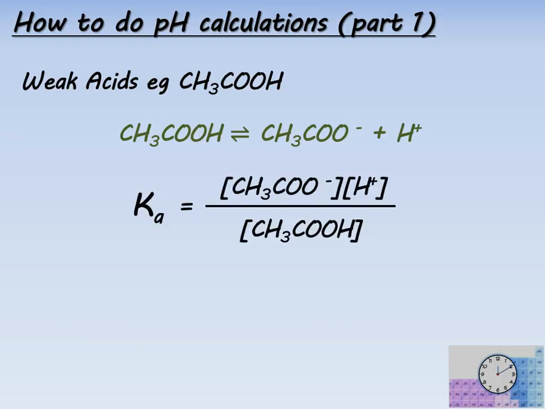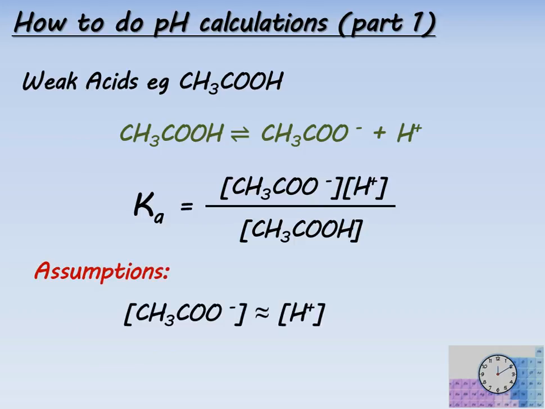So if we have the expression for the equilibrium, we can work out the expression for Ka. However, we're going to make some assumptions when we do the calculation here, and the first assumption is that the concentration of CH3COO- is approximately equal to the concentration of H+. You might look at the equation and think, yes, of course it's equal, because every ethanoic acid molecule that does dissociate will produce one H+ and one CH3COO-.